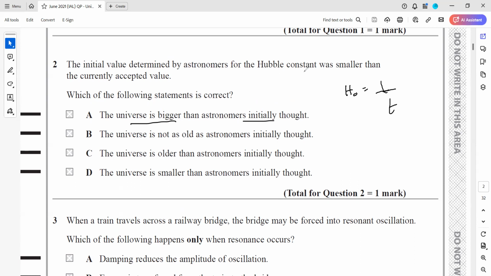If you see, the initial value determined by the astronomers for the Hubble constant was smaller, so the time which we get for the age of the universe is greater. And if the time is greater, it means that for a very long time the universe has been expanding, so the size should be greater.